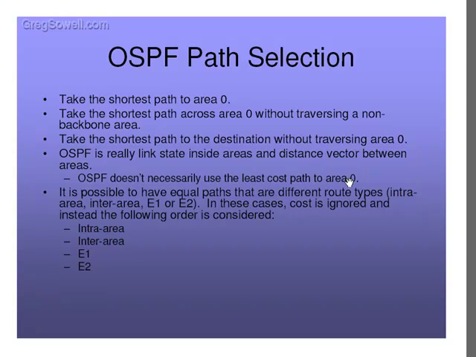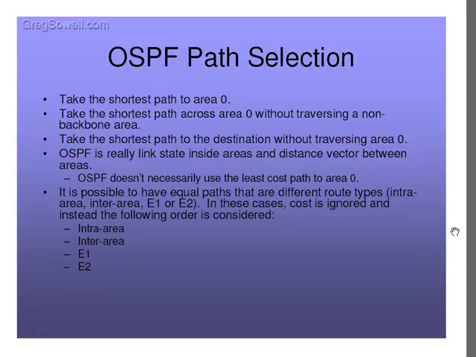And so OSPF is technically not distance vector, but in between those areas, where he's only got those type 3 summaries, he actually acts like a distance vector. And he also doesn't necessarily use least cost path to area 0. Now, when I say cost, every connection between routers has a cost associated with it, and that's the metric that OSPF really uses to figure out how to find that shortest route.